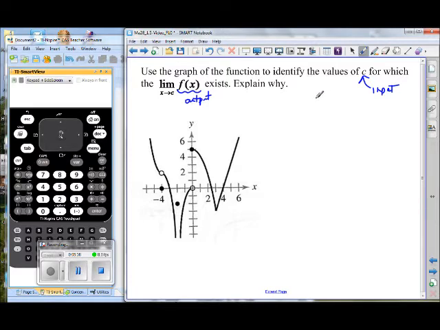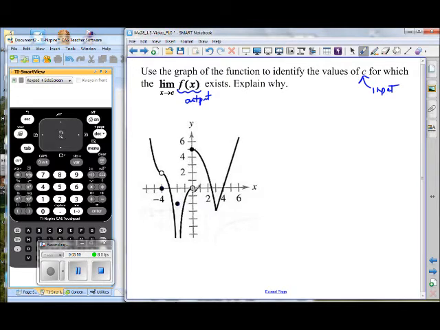Explain why. So I want you to take a look at that. I want you to notice that you've got a closed dot here with an open dot, and let's just review, what does the open dot represent? We did this on Tuesday. It represents that it is not existing here. Okay, so there is no value right here, but there is a value there.